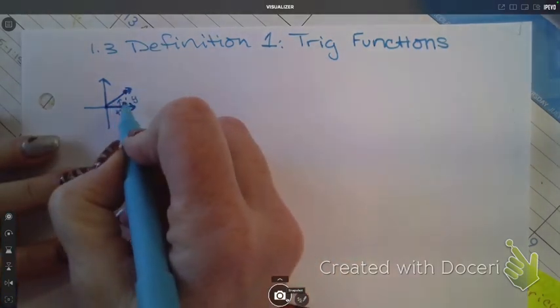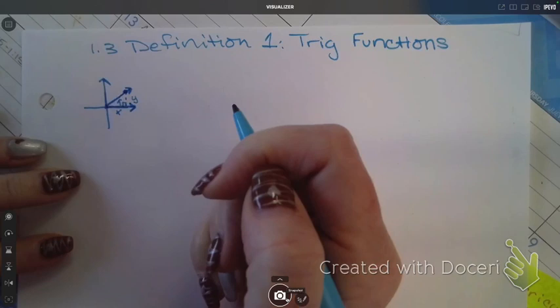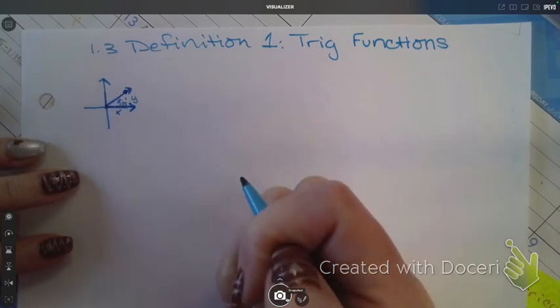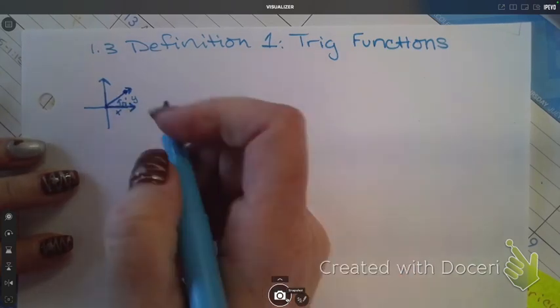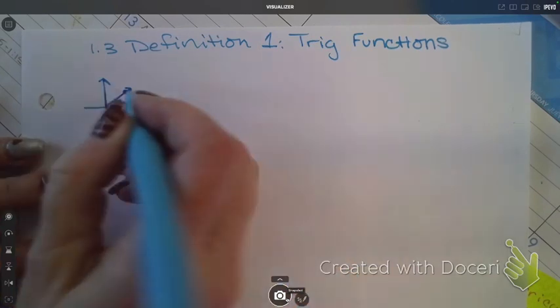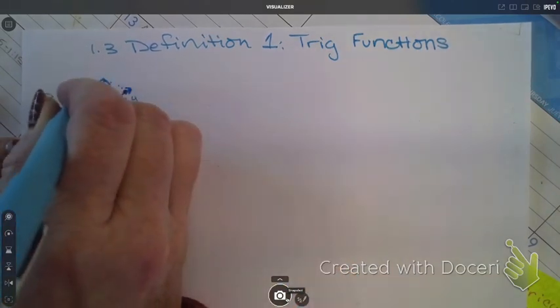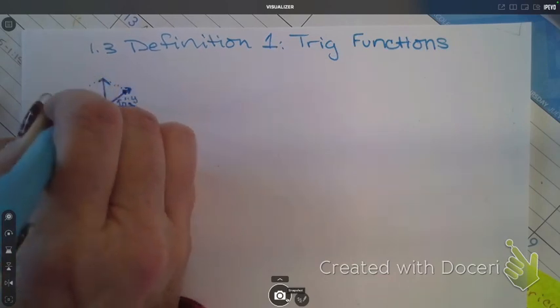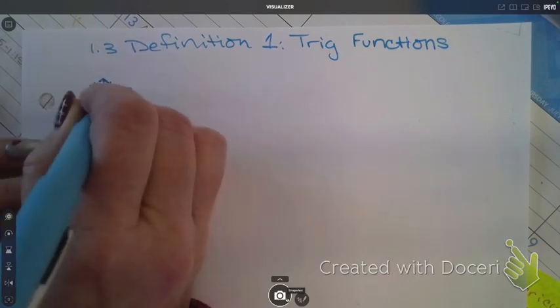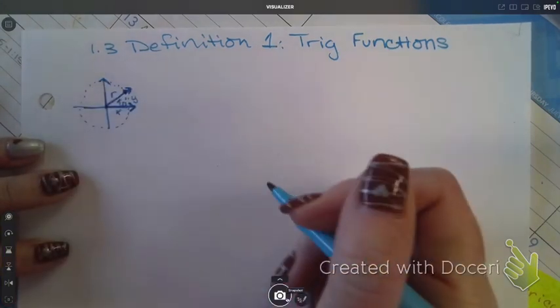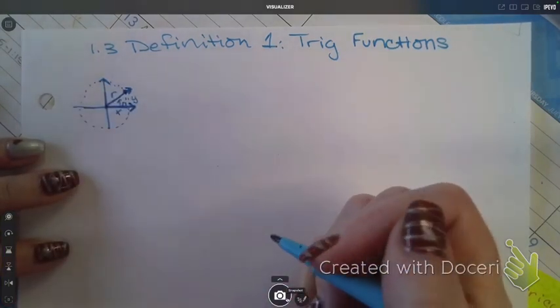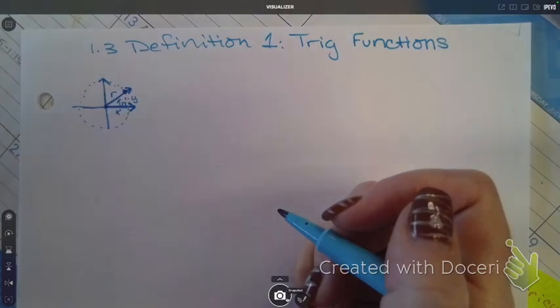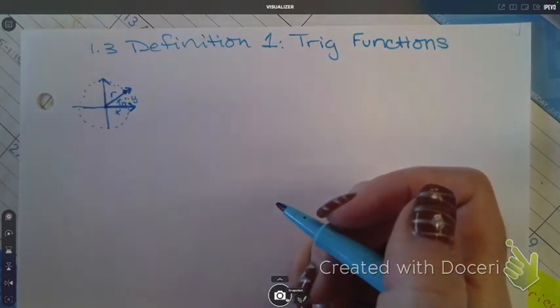So we have x, we have y. Well, r stands for what? Radius. We don't have a radius there, do we? But what if I were to do that? Do you have a radius? Yeah. The radius is the hypotenuse. Okay, so that's what everything is going to be in terms of, x's, y's, and r's.